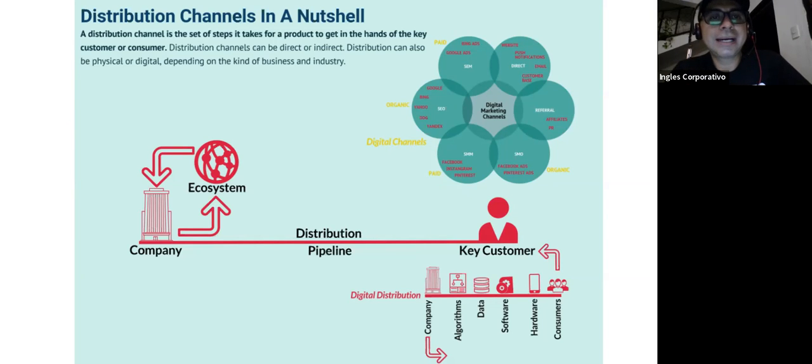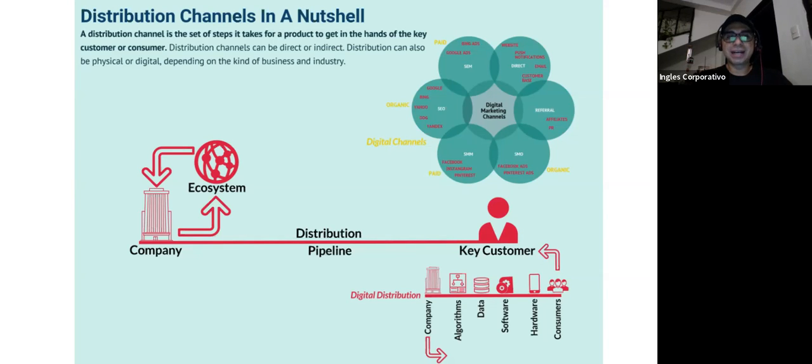So the set of steps it takes for a product to get in the hands of the key customer or consumer. So there are two things. The key customer means, for me, this is my customer, right? There are many other customers for this product, but for my company, this is my customer, or it could be the final consumer, okay? Distribution channels can be direct or indirect. So that is another important thing. It can be something that goes through intermediaries or is indirect. We're going to check into that one later on.